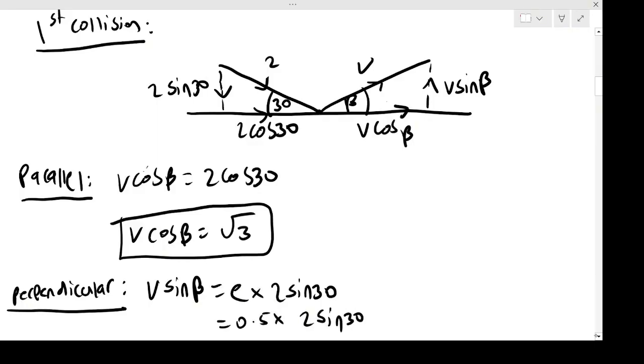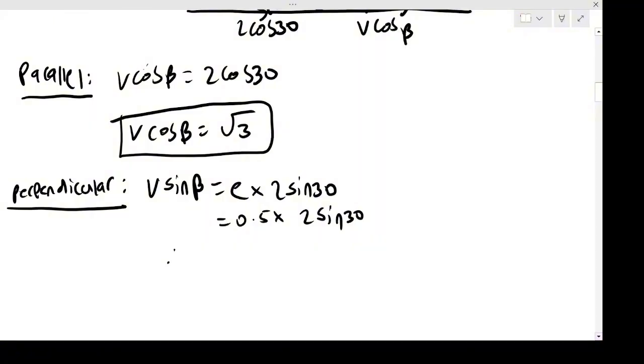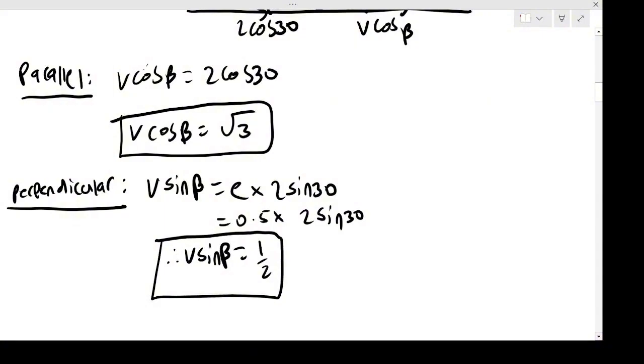Then we can work all that out to simply get, if we work this out, that v sine beta is a half. Okay, and there we are. That's my second equation here. Okay, so if I label these equations 1 and 2, firstly then, we want to work out the speed v and the angle beta.